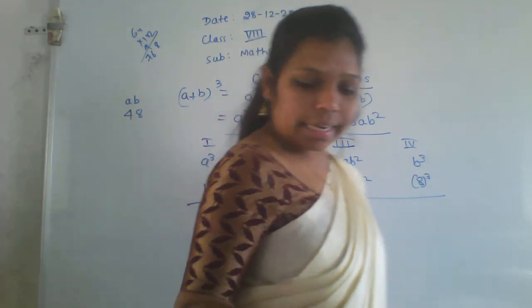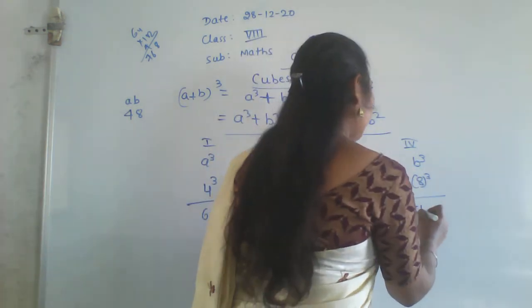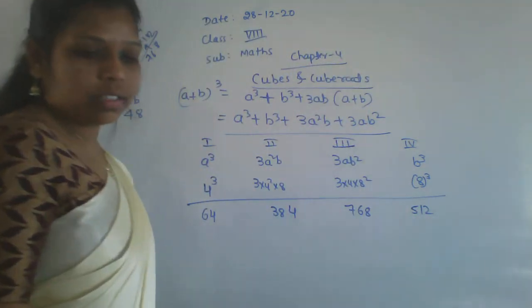What is the value of 8 cube? That is 512. Okay, so we got this much answer.